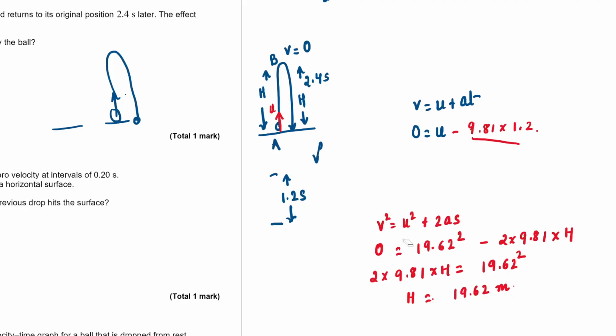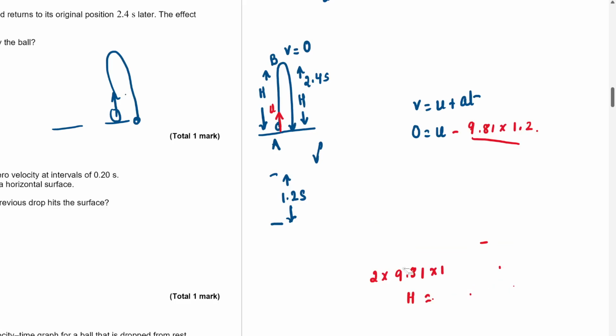Okay, so the method is still the same. We're going to just redo it. Just use your calculator while I'm erasing. So my u here is 9.81 times 1.2.